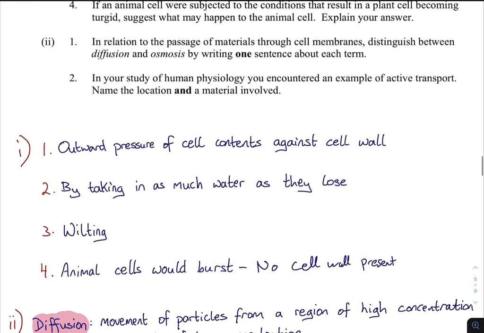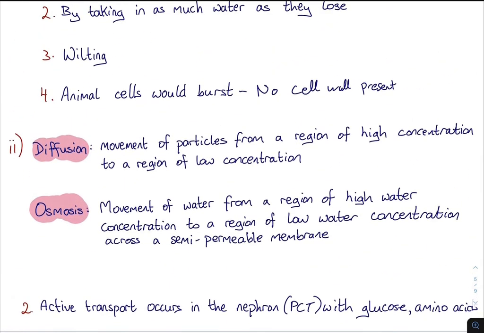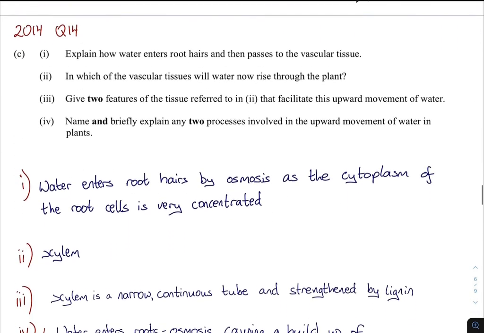And in the study of human physiology, you encountered an example of active transport. Name the location and the material involved. So you might not have done this chapter. It's involved in the excretion chapter. Active transport occurs in the nephron, specifically the PCT, the proximal convoluted tubule, with glucose and amino acids. Again, you may not have done the excretion chapter just yet, and that's where this question comes from. Okay, we're almost there, and you'll see a lot of repetition now.